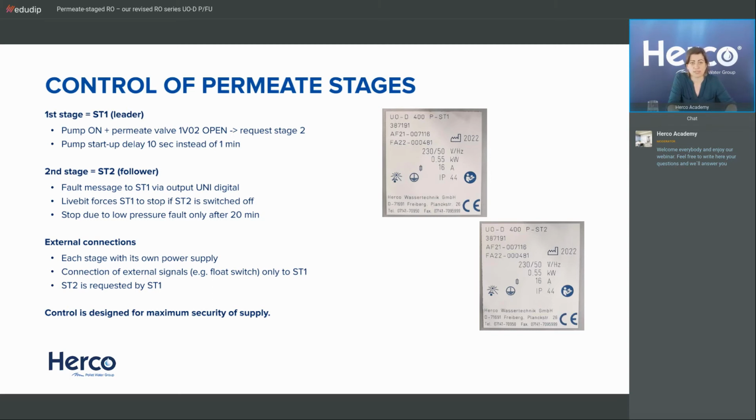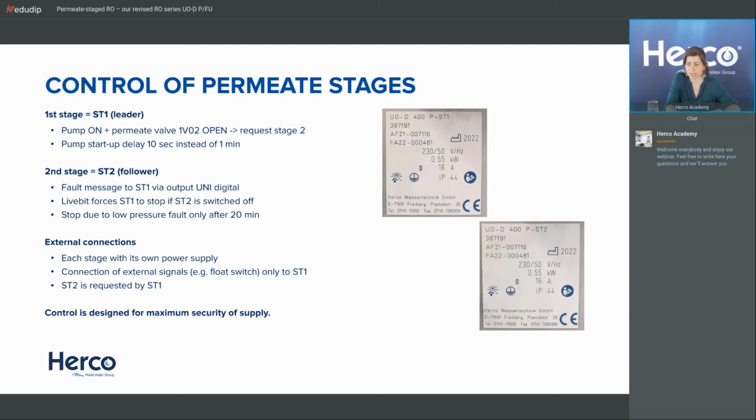Connection of external signals, important to remember, is done only to stage 1, not to stage 2. I see there is a question here. The 2 PR recirculation standard or option, and the connection hoses.